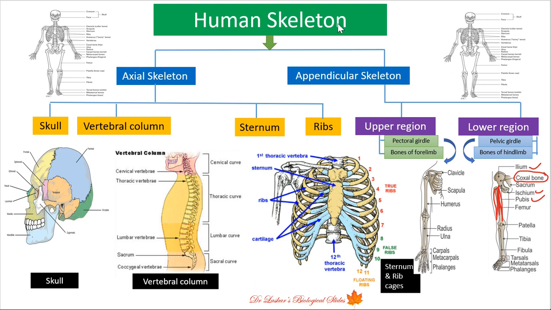So the pectoral girdle and the pelvic girdle help in the articulation of upper limbs, that means forelimbs, and lower limbs or hind limbs respectively with the axial skeleton. So this is about the divisions or the different parts of the human skeletal system.